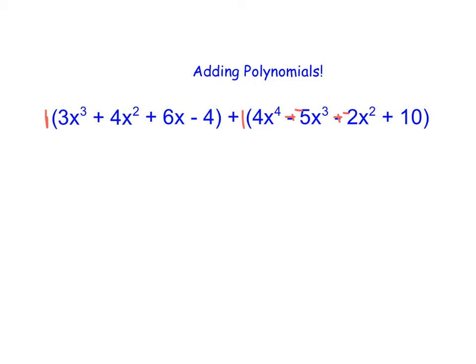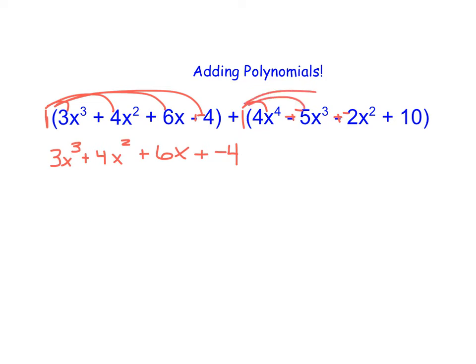So in order to get rid of those parentheses, I know that I need to distribute the 1's in front of each parenthesis. If I take 1 times the first set of parentheses, I get 3x cubed plus 4x squared plus 6x plus, that should be plus a negative 4. Then if I distribute the second set of parentheses, I get 4x to the 4th plus negative 5x cubed plus negative 2x squared plus 10.